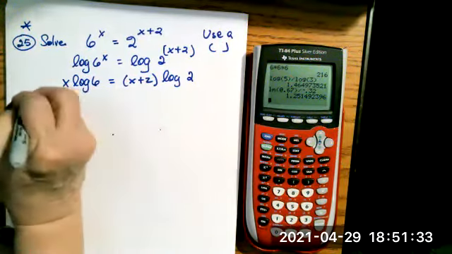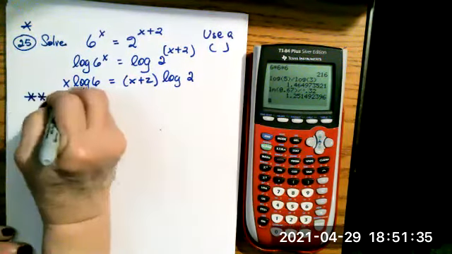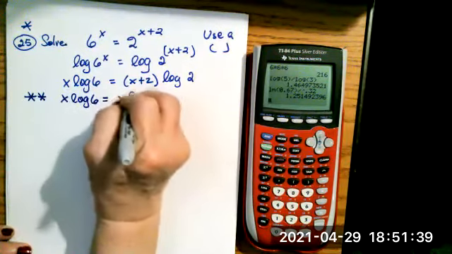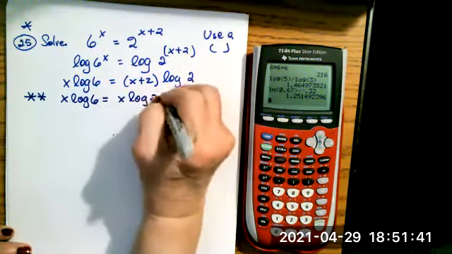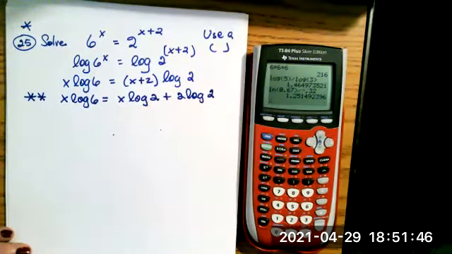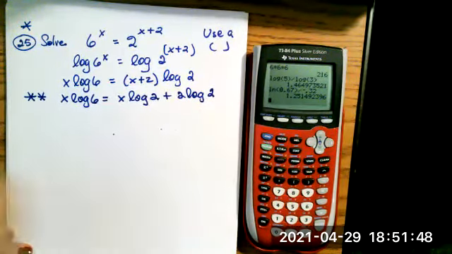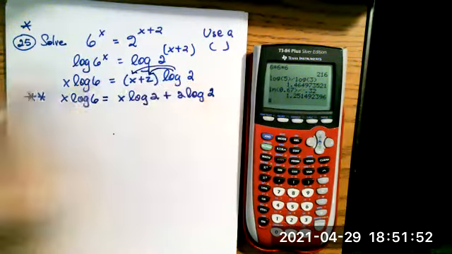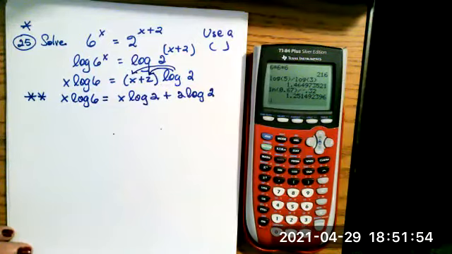Okay, now watch what happens on this step right here. This is x log 6 equals x log 2 plus 2 log 2. Because what I'm actually doing is taking that log 2 and multiplying it by the things that are in that parentheses.